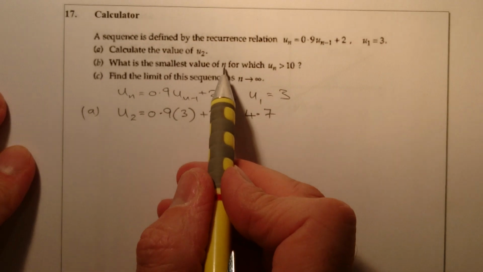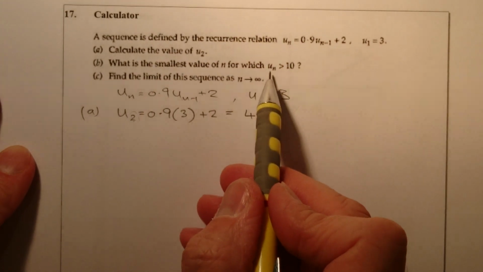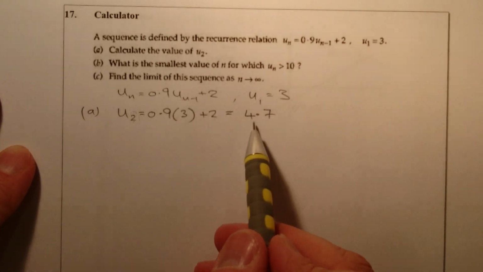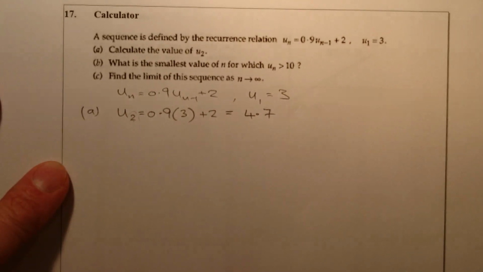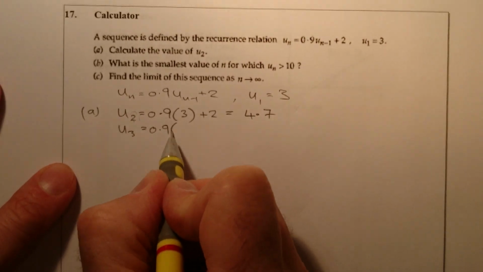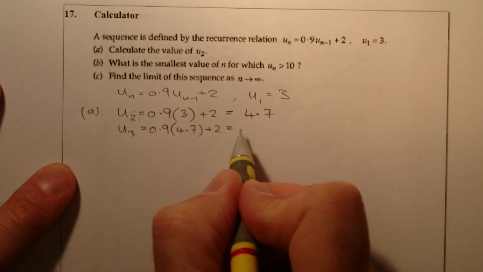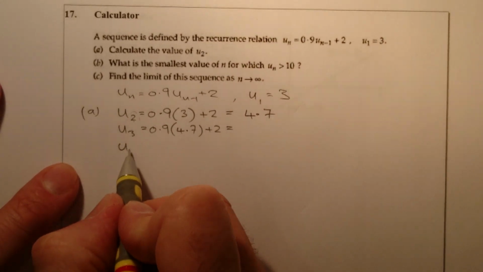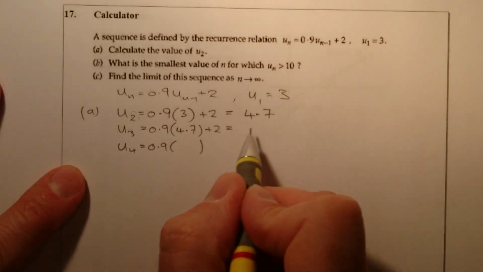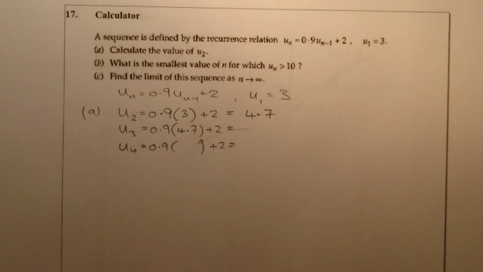Part B, what is the smallest value of n, so this number here is the n value, for which u n is greater than 10. So what we'll do is we'll work this through until such times as we get beyond 10, and that will be my value that I'll pull from here. Let's go for that. So u3 is equal to 0.9 times u2, which is 4.7, plus 2, and that's going to equal some sort of number there. I'm then going to go for u4, so 0.9 times the value that's going to appear there, and I'll add 2 onto that, and I'll continue that going until I get to the number I'm interested in.